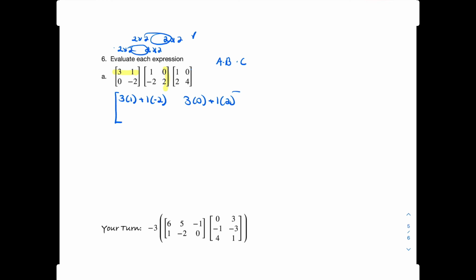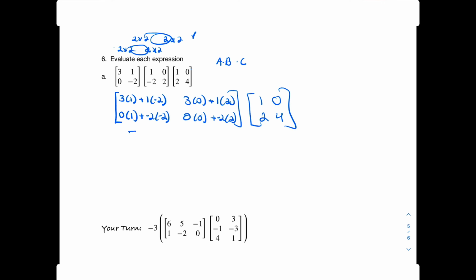Okay, moving down to my second row, first column, over and down, so I'm going to take 0 times 1 plus a -2 times a -2. And for my second row, second column, I'm going to take 0 times 0 plus a -2 times 2. And I'm still going to multiply this by the matrix 1, 2, 0, 4, which I haven't worked with yet.